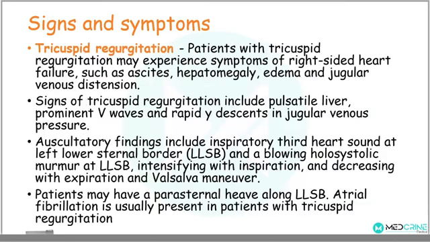Moving to tricuspid regurgitation, these are the patients who will also present with features of right-sided heart failure, for example, ascites, hepatomegaly, edema, and jugular venous distension. Some signs of tricuspid regurgitation may include a pulsatile liver, prominent V-waves, and rapid wide descents in jugular venous pressure.